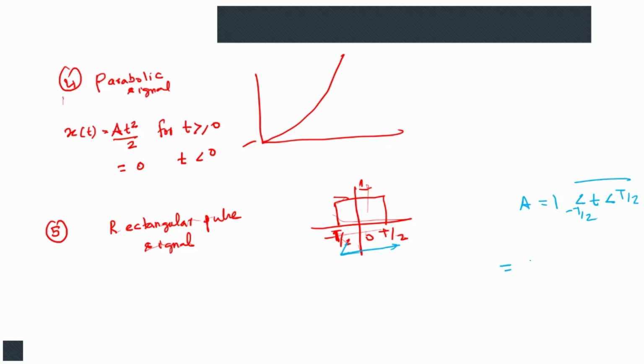At any other point, when your t is less than minus t by 2, so this line is your time, here it is 0. And if it is greater than t by 2, again your amplitude here is 0, correct? So this is again 0 if t is greater than t by 2. Okay, so this was about the rectangular pulse signal.